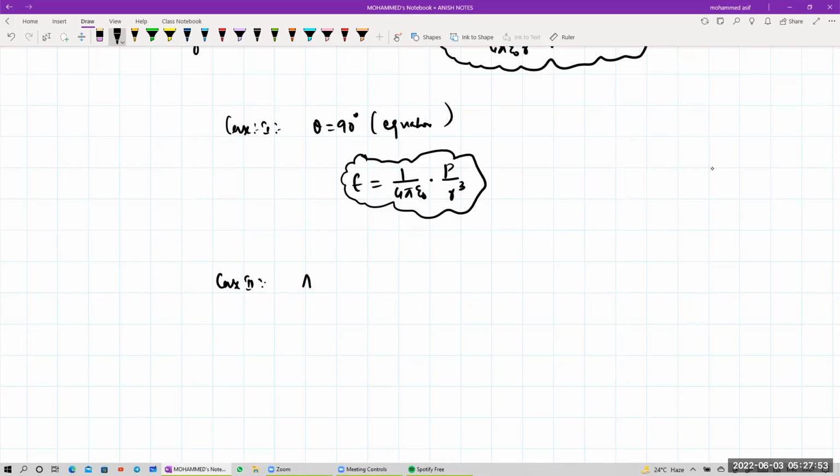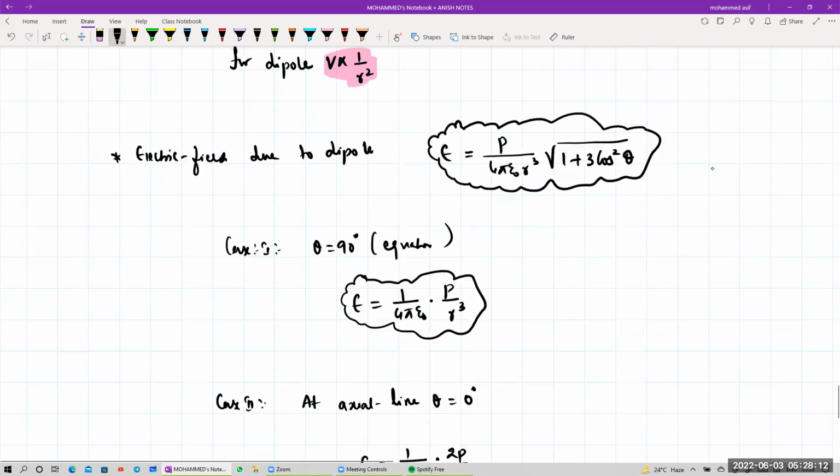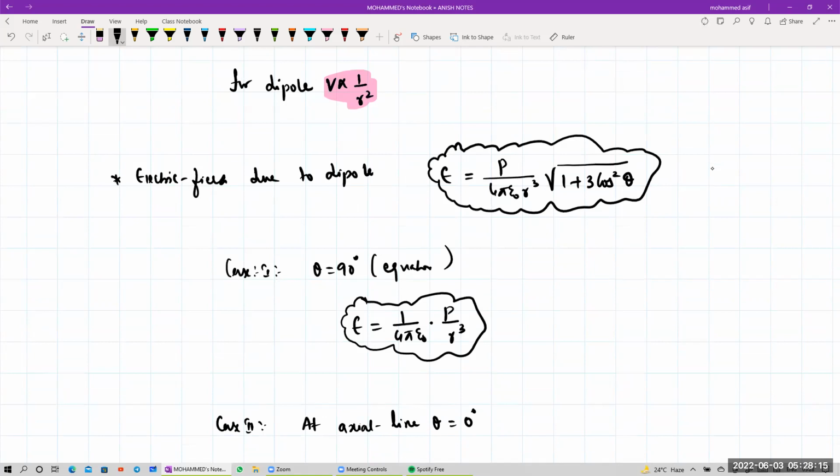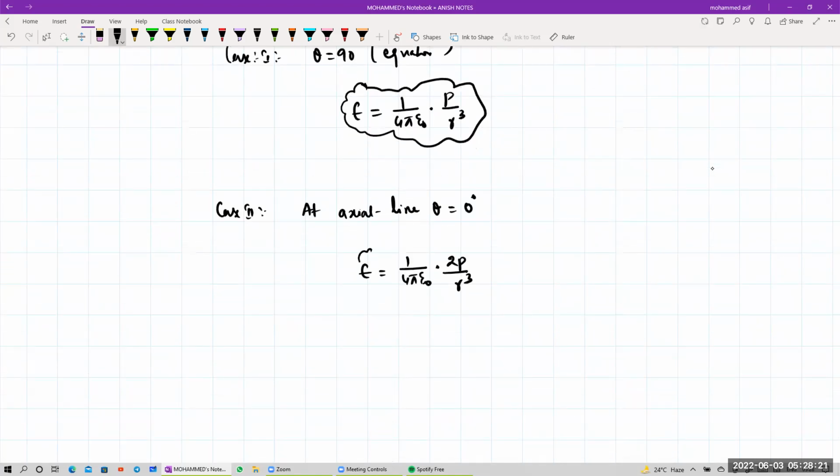case number 2. At the axial line, that means theta equals 0 degrees. So what will be the electric field? E equals 1 by 4 pi epsilon naught into 2P divided by R cube. See, keep theta 0, so it will be 1 plus 3, root 4. Root 4 means 2. For the axial position, the electric field value is this much. Very important formula. For the axial line, E equals 1 by 4 pi epsilon naught into 2P divided by R cube. Clear?